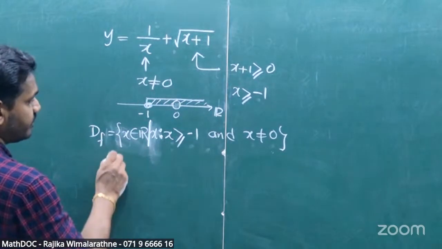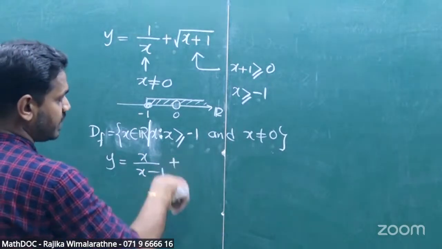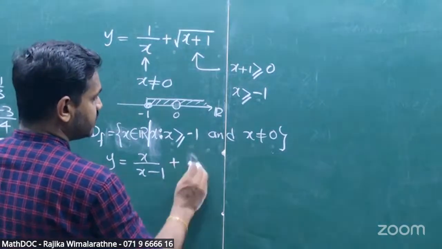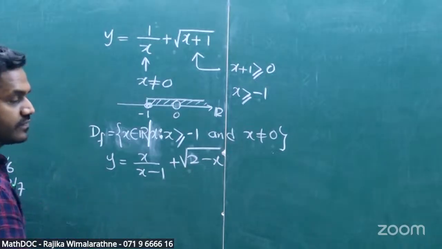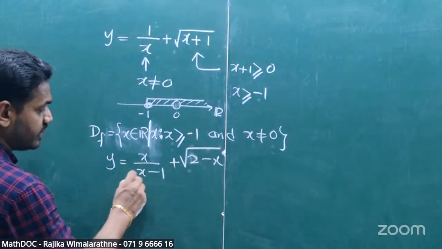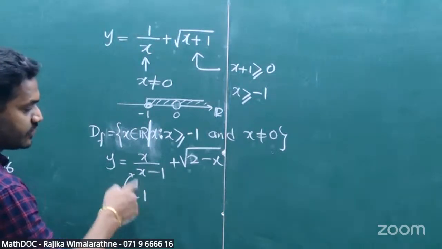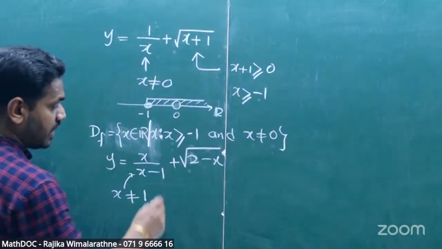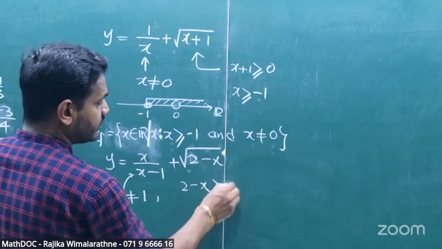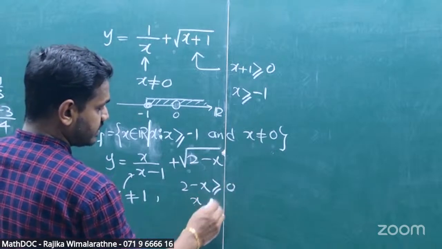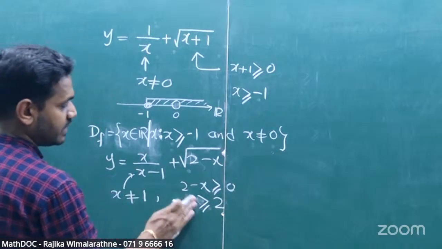Further, you see y equals x over x minus 1 plus the square root of 2 minus x. Take this relation. Here you have to remove the denominator zeros, then x is not equal to 1. And for the square root, 2 minus x greater than or equal to 0, so x is less than or equal to 2.